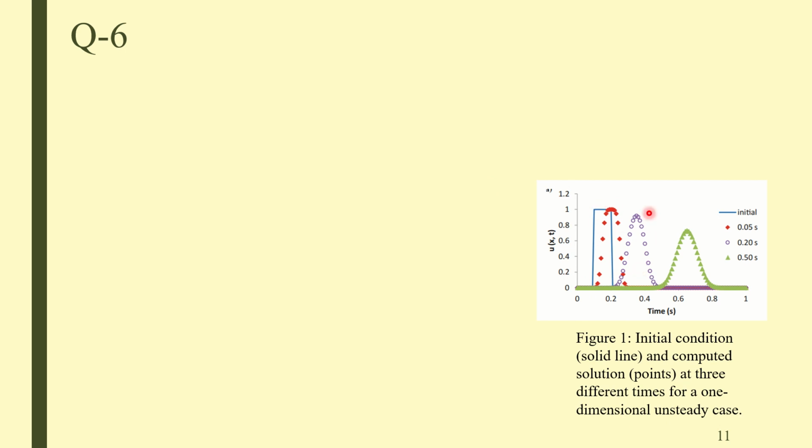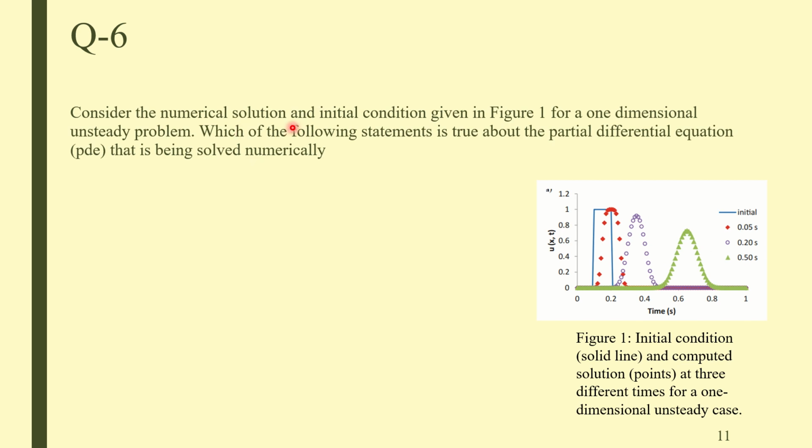It is like traveling, and these are at 0.05 seconds, 0.2 seconds, and 0.5 seconds. One thing we can see from here is that it is a diffusive error, because it is just spreading out. We'll see what the question is. First, consider the numerical solution and the initial condition given in figure 1 for a one-dimensional unsteady problem. This is the initial condition, and these are the solutions at 3 different times.